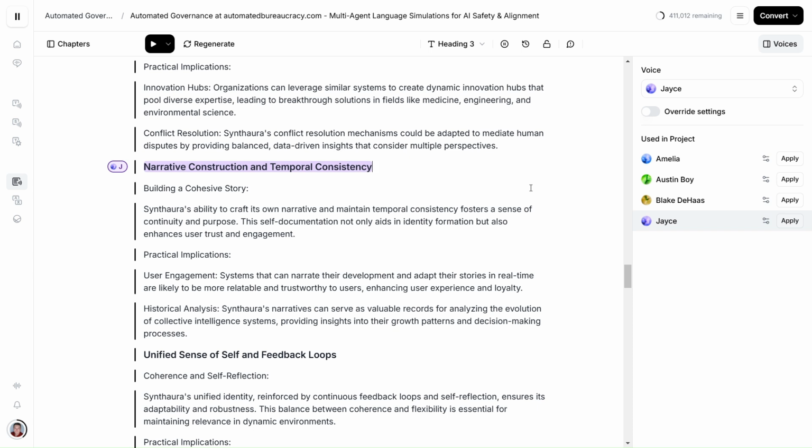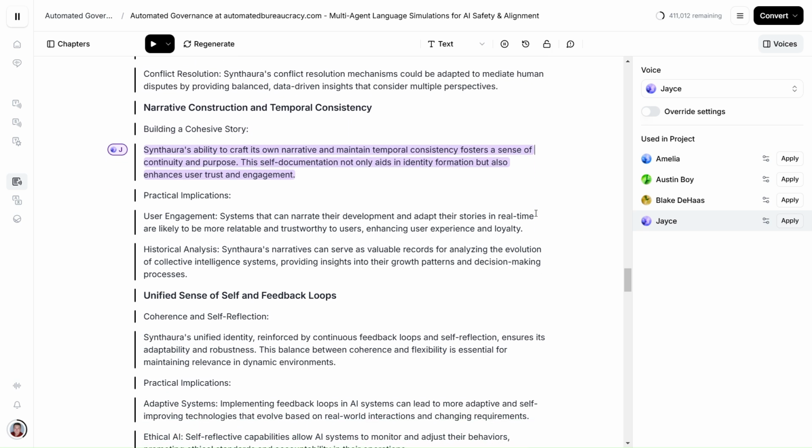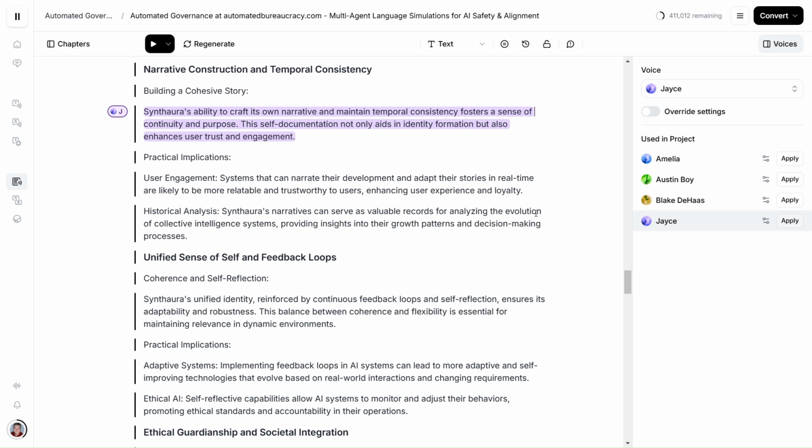Narrative construction and temporal consistency. Building a cohesive story. Synthara's ability to craft its own narrative and maintain temporal consistency fosters a sense of continuity and purpose. This self-documentation not only aids in identity formation, but also enhances user trust and engagement.